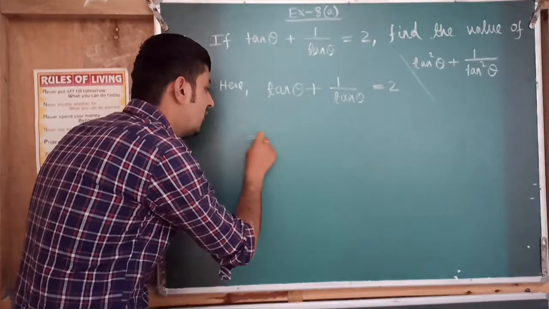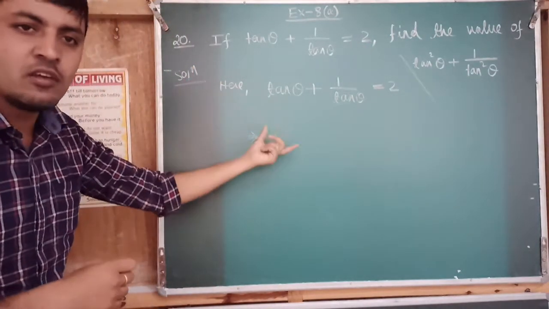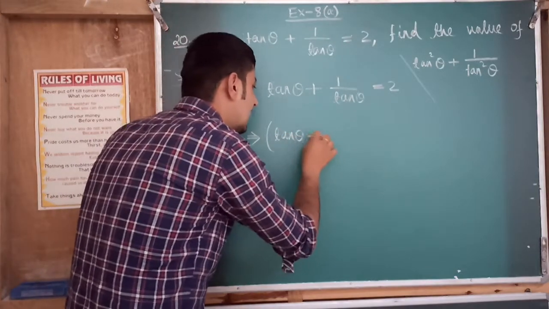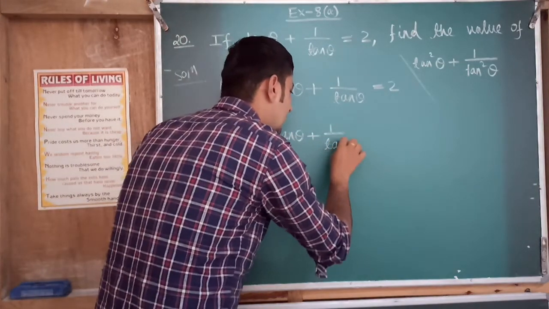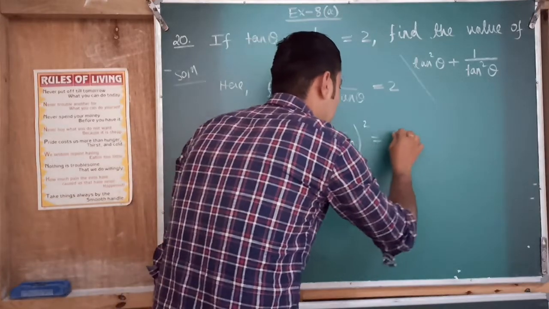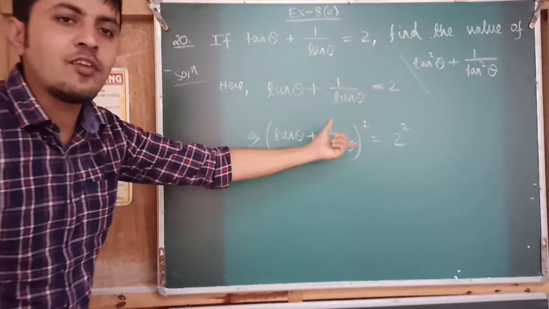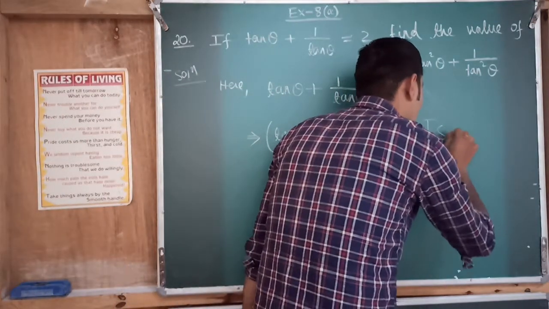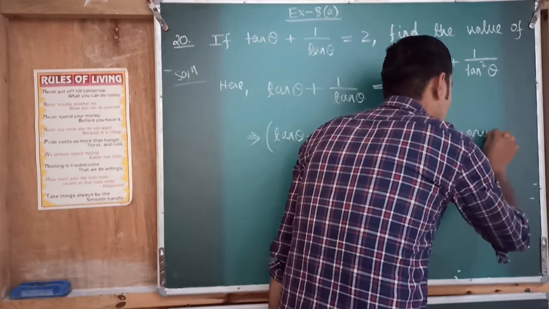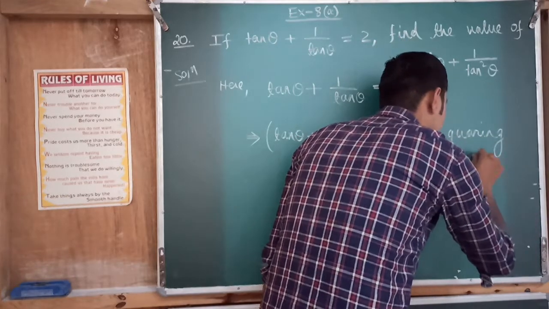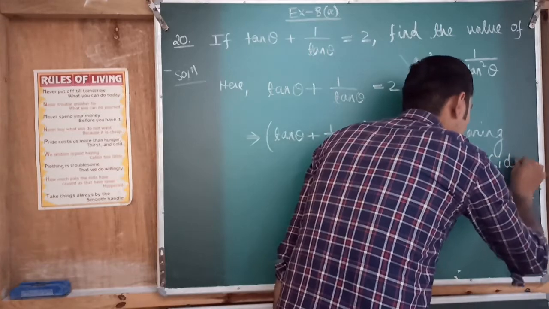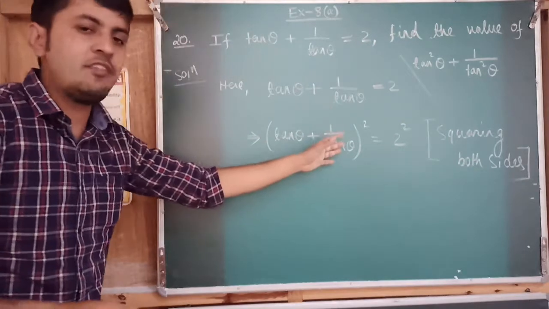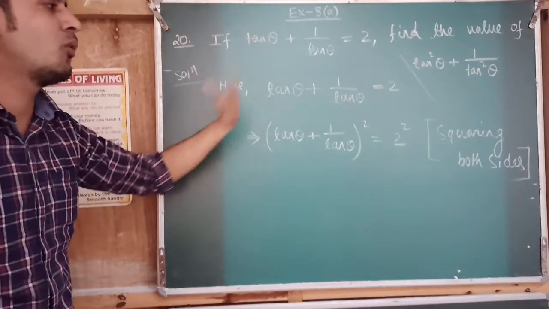So next line, you do squaring both the sides. So let us do it. It will become tan theta plus 1 by tan theta whole thing square is equal to 2 square. So I have done squaring both the sides. You can give the reason here on the side: squaring both sides. Your reason is squaring both sides.